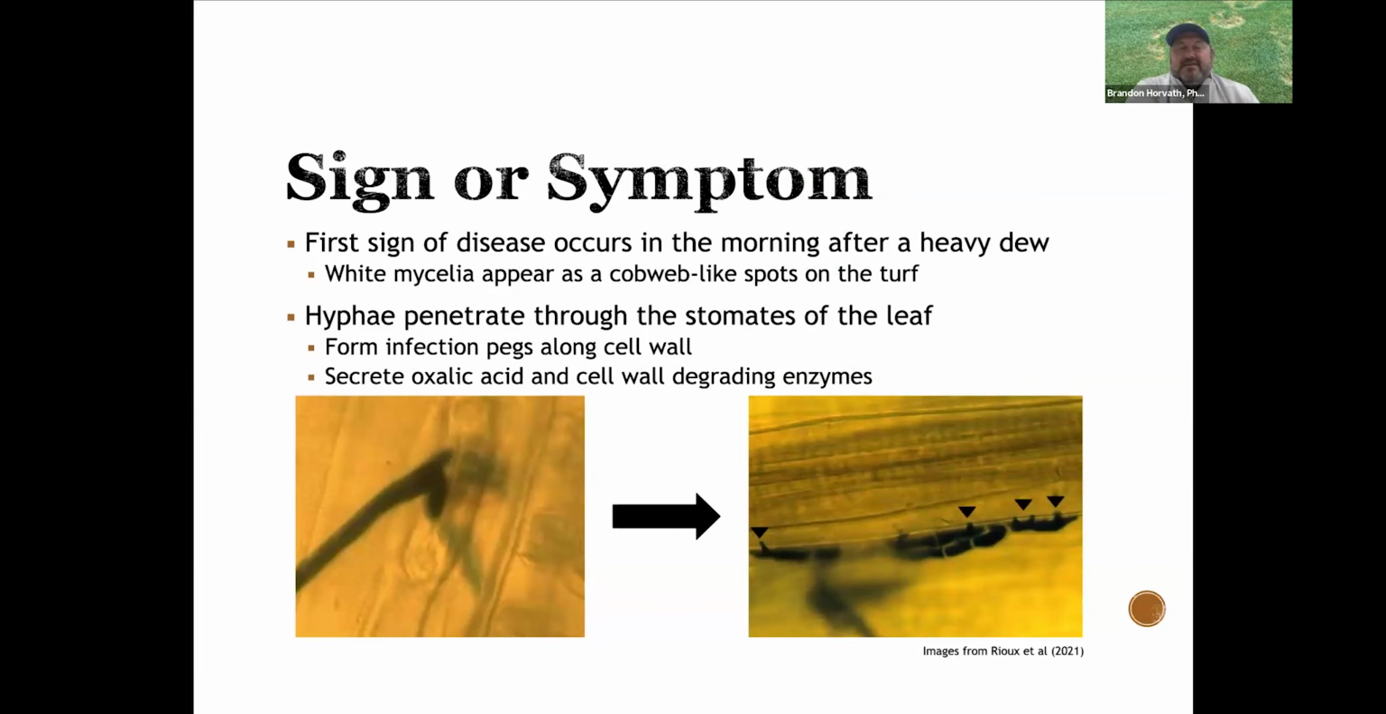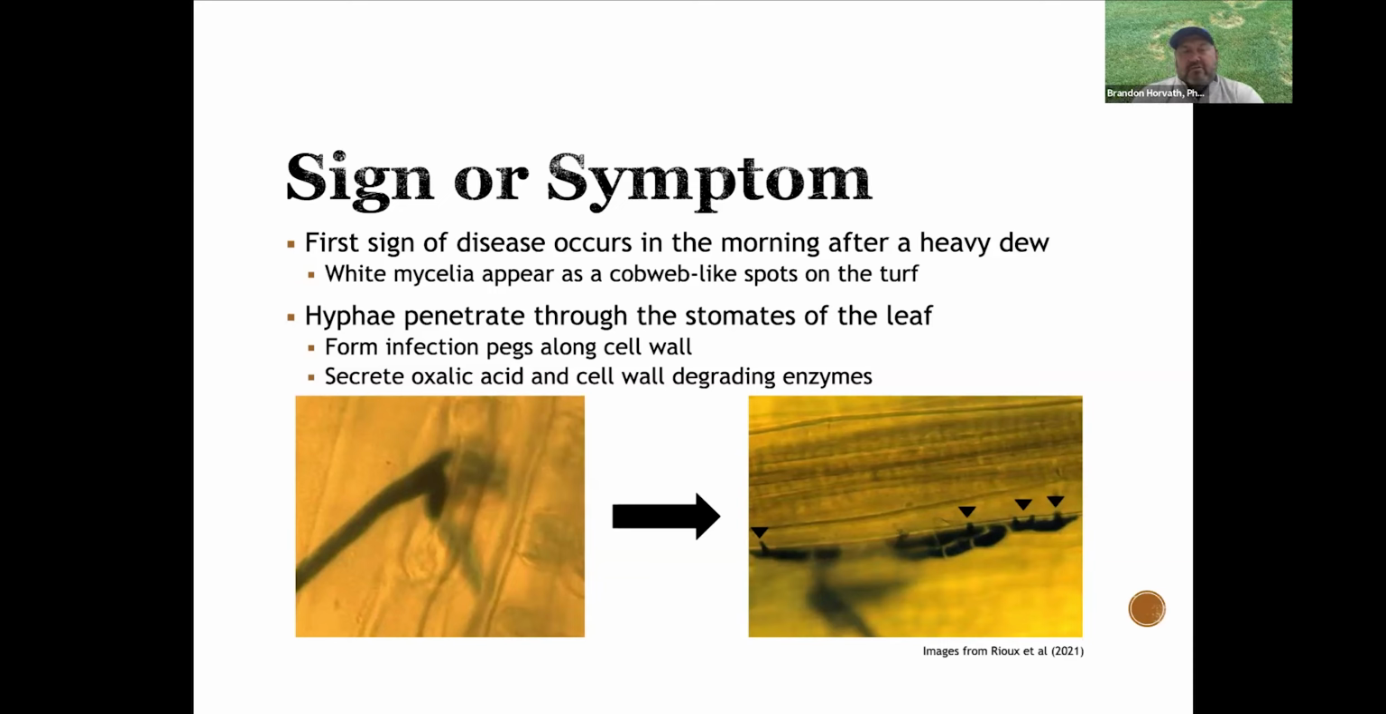So as the disease progresses, and I showed you some pictures showing this, it's important to understand that it typically occurs in high relative humidity environments with moderate temperature. Ryu and others in 2021 did some work looking at the progress of dollar spot microscopically. They basically showed that you get your first sign of disease as the white mycelia appearing like a cobweb on areas of turf.